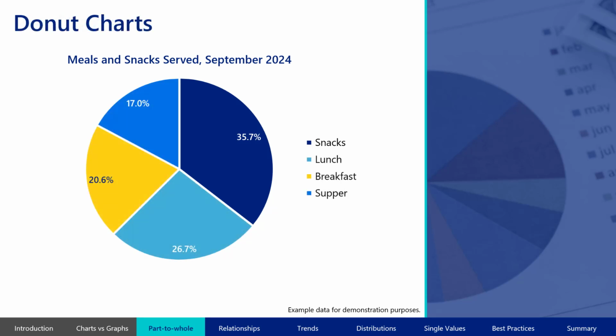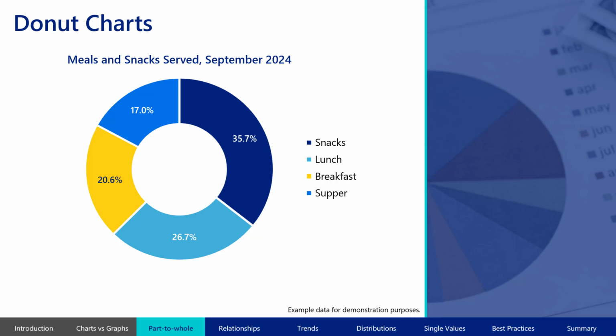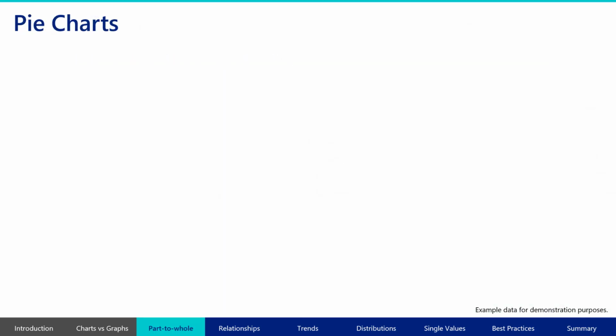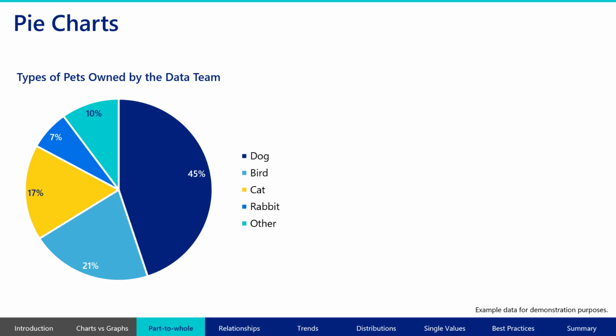Donut charts are a variation of pie charts, but they have a hole in the center. The hole in a donut chart adds white space, which can reduce visual clutter and contribute to a better understanding of the proportions. Pie and donut charts are most effective when there is a small number of groups to compare.